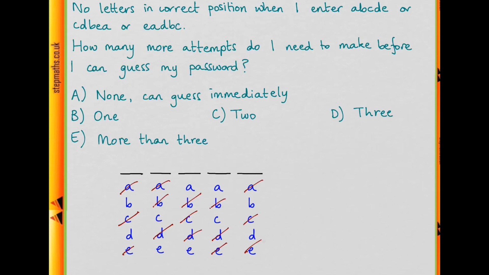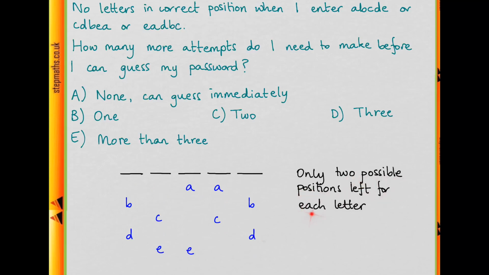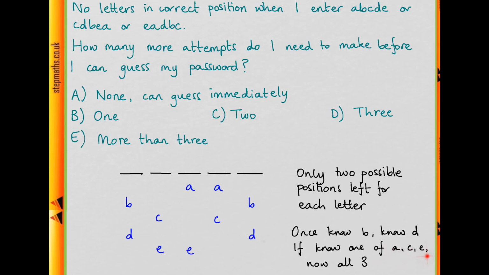Okay, so now if I get rid of the letters that we've eliminated, we see that there are only 2 possible positions left for each letter, right? So A has to be in one of these, B has to be in one of these, and so on. And we can see that B and D have to be first and last, right? So once we know B, we also know D, because it has to be in the other place. And similarly, once we know one of A, C, and E, we know the positions of all 3. Because, for example, say A was here, then E couldn't be third, so E would have to be second, then C can't be second, so C has to be fourth. And we've now fixed the positions of all 3 from just knowing where A is.